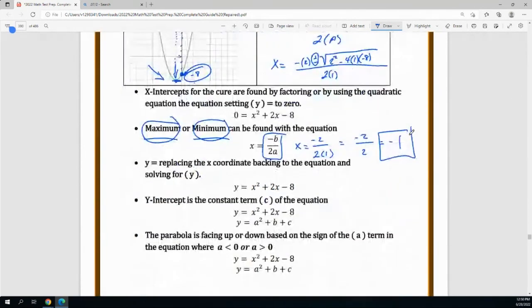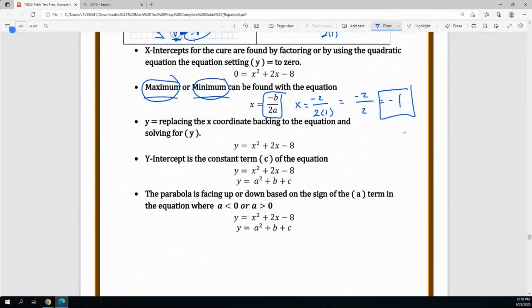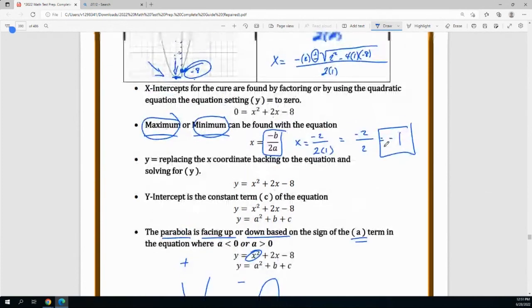Another thing that we can do is tell whether the parabola is going to be facing up or facing down. You can do that based just on whether the a term is positive or negative. If the a term, which is the term that's being squared, is positive, it means the parabola is going to be facing up. If the a term is negative, it means the parabola is going to be facing down. And that's pretty simple.